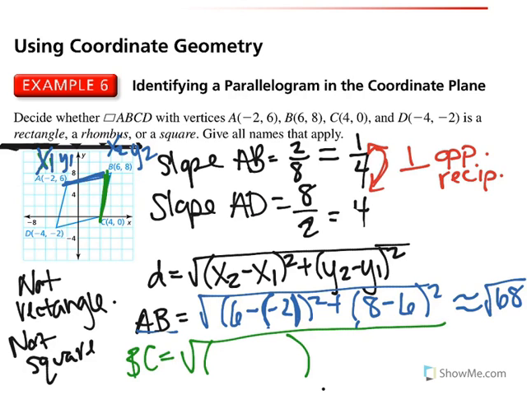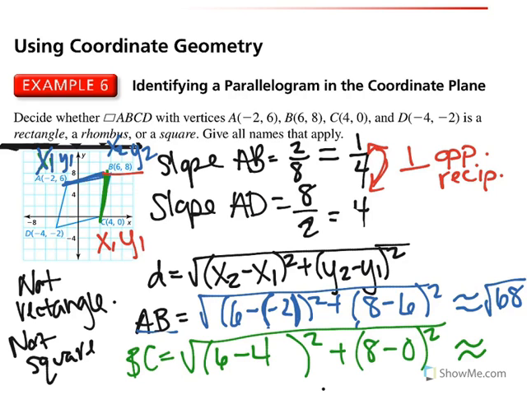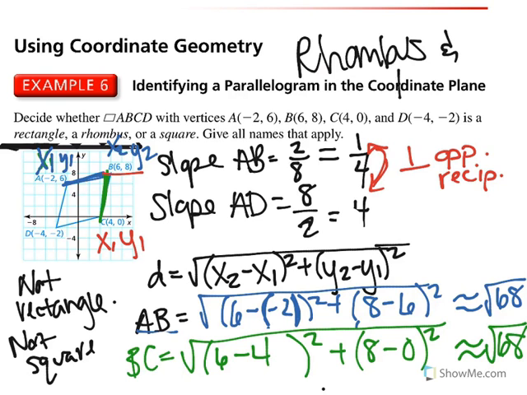Okay. You want to make sure you actually label, so I'm just going to keep B as x2, y2, and I'm just going to make C x1, y1. And when we plug them in, we get 6 minus 4 squared plus 8 minus 0 squared, and if you plug that into your calculator, you should get the square root of 68 as well. Okay, so those end up being the same, so this is actually a rhombus and parallelogram.